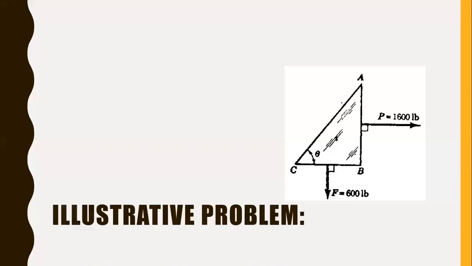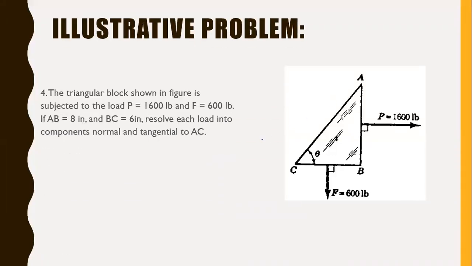Okay, next problem. The triangular block shown in the figure is subjected to the load P, which is equal to 1,600 pounds, and force F, which is equal to 600 pounds. If AB is 8 inches and BC is 6 inches, resolve each load into components normal and tangent to AC.